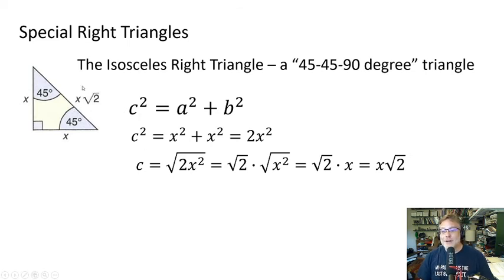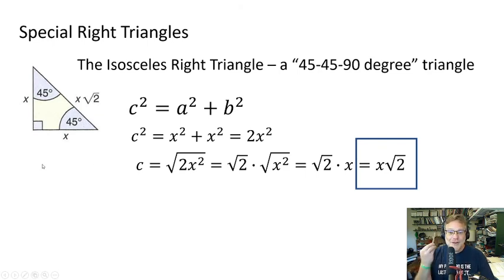So in other words, if this distance here is 1, and of course that means this distance here is 1, then that means that this distance here is going to be 1 times the square root of 2. If this distance here is 5, then of course this distance here is also going to be 5, and this distance here is going to be 5 times the square root of 2. That's the relationship between each one of these sides of a 45, 45, 90 degree triangle. Always, always, always. All right, so that's our answer that we get for C, and that's the relationship that this has to the other two sides.